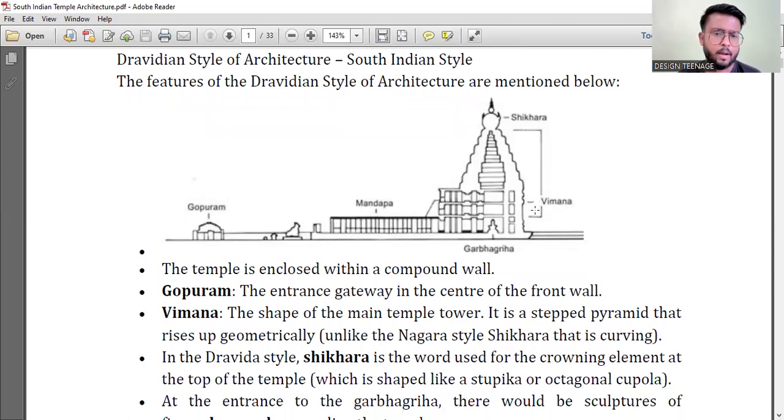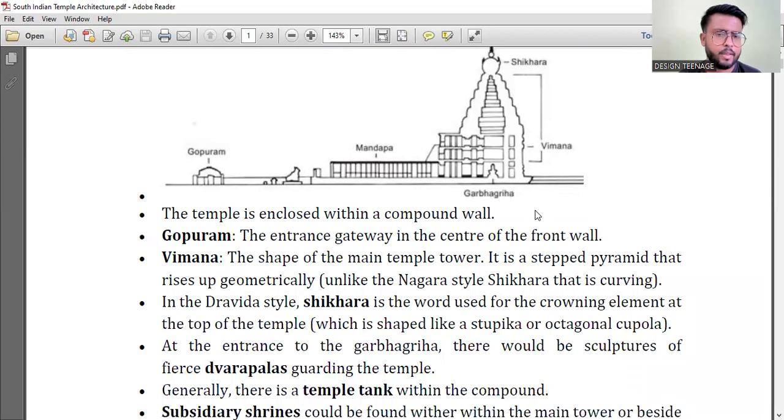Now let's move ahead and check out all the specifications of a South Indian temple. So the temple is enclosed within a compound wall. First of all, we need to understand that South Indian temples are always enclosed inside a compound wall. It's not in an open area.